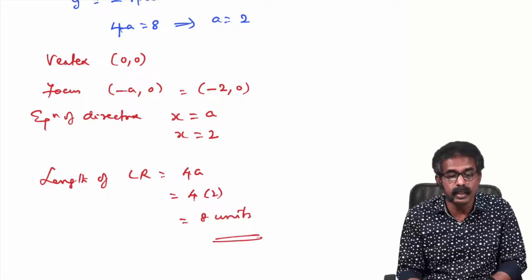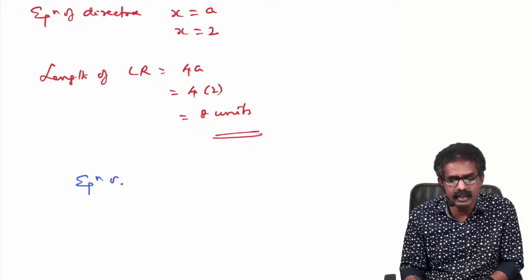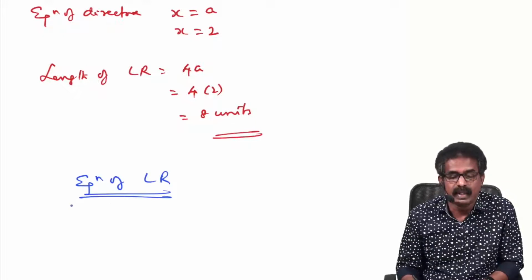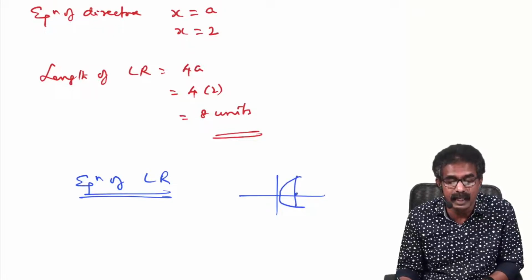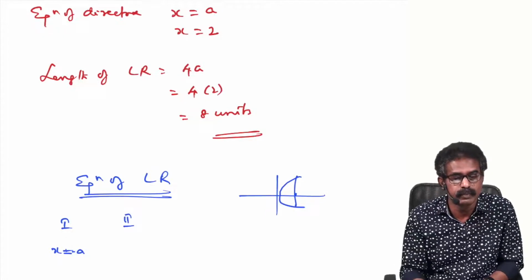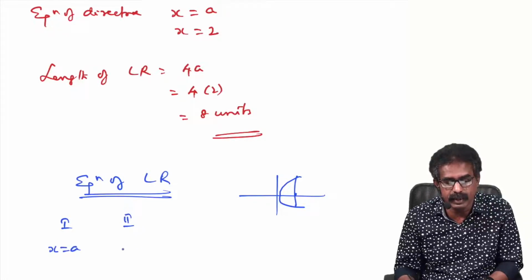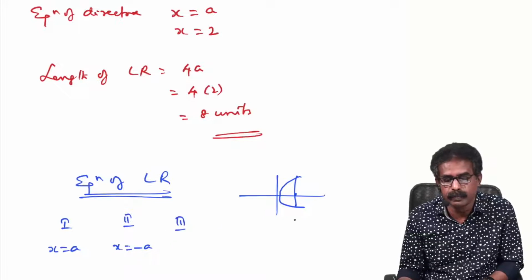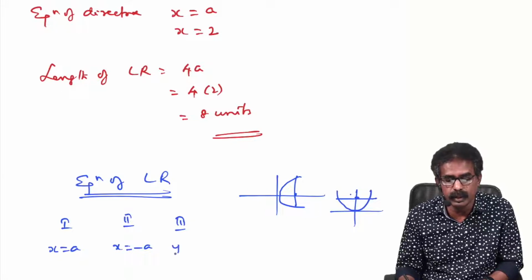Sometimes they'll ask you equation of latus rectum also. You can do that. Very simple. Listen. Equation of latus rectum, if they ask. For the first type, you know, latus rectum is the perpendicular focal chord. The distance is a. So it is x equal to a. For the first type, x equal to a. Second type, x equal to minus a. Third type, the latus rectum is here, plus value, right? y equal to a. And the fourth type, last one, y equal to minus a.